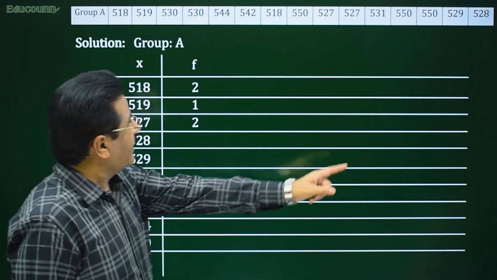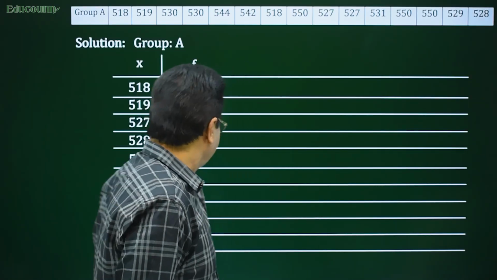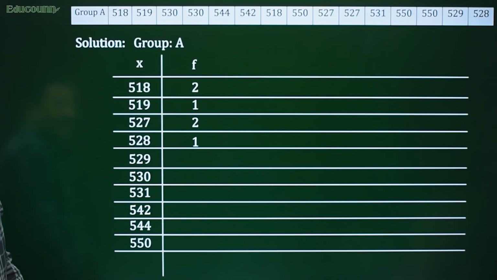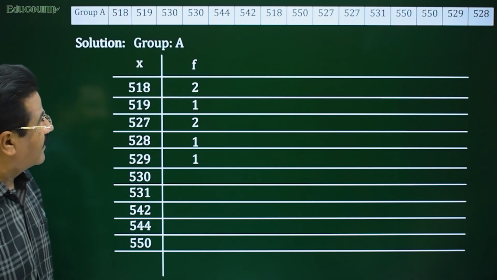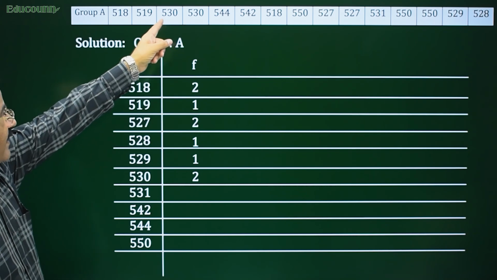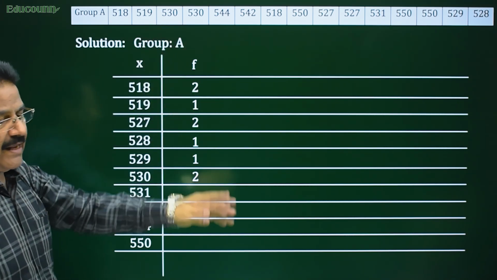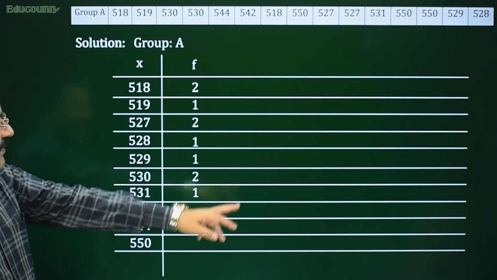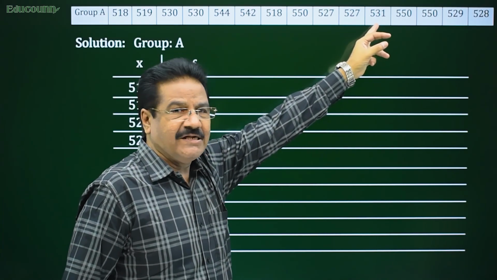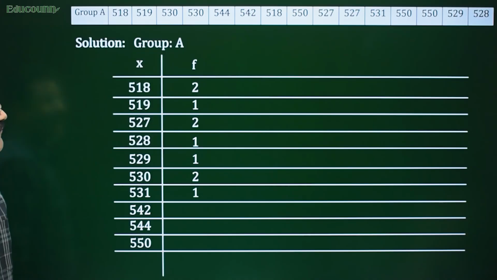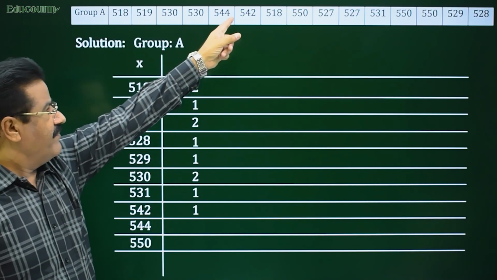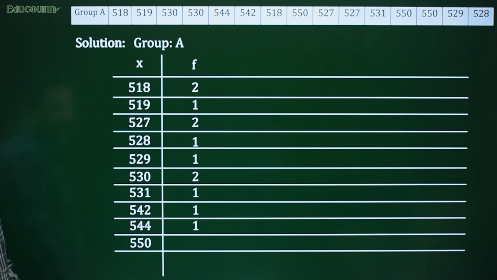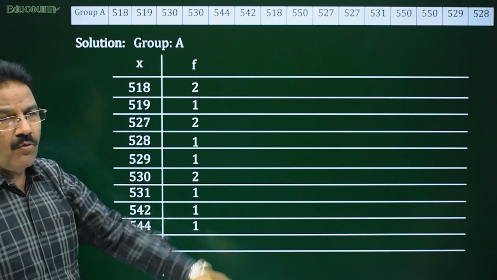528 is the last reading, meaning it is repeating only once. 529, observe that it is the second last reading, only once. Now 530. You can see that 530, the third and fourth readings, is repeated 2 times. 531, we can see after 527 it is present only once. 542, here we can see only once. 544, again only once.